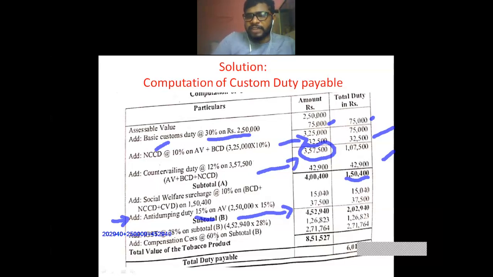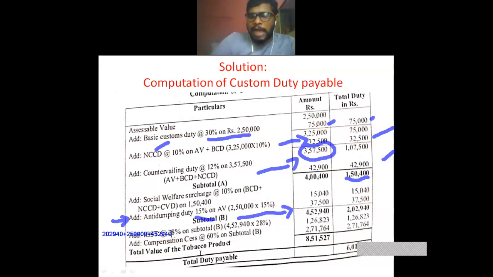Then add compensation cess at 60%. Once again for subtotal B. Remember, don't add IGST now. Take only the subtotal B, because for compensation cess you should not include IGST. Therefore, you are taking the total, this one, 4,52,940 into 60%. That is 2,71,764. Same amount you write it in the outer column.